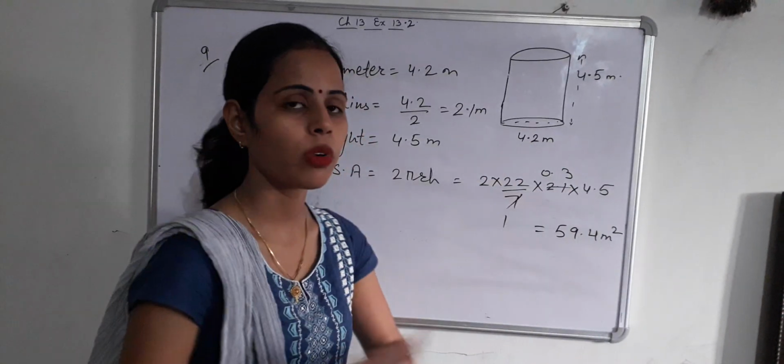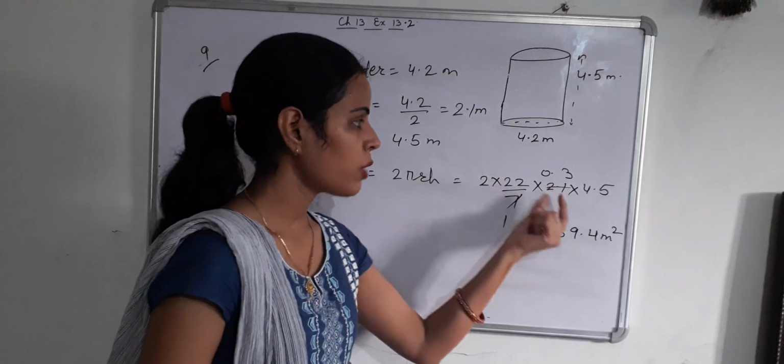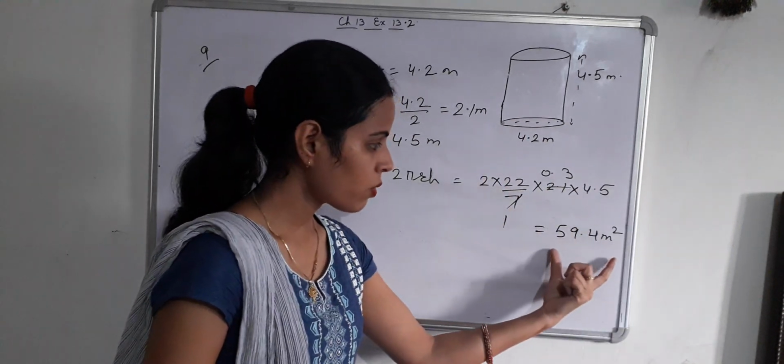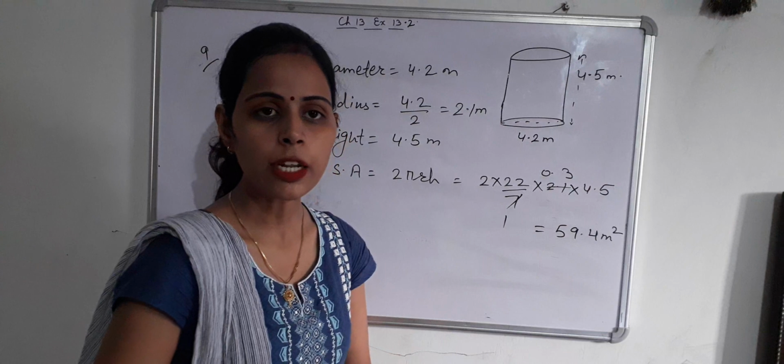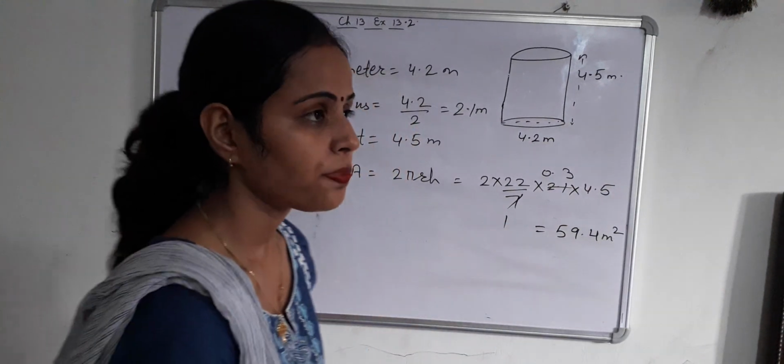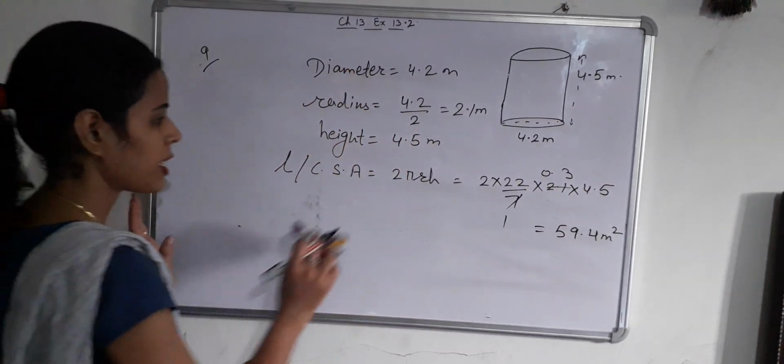I have already calculated these terms. You can do calculation itself. This will be equals to 59.4 meter square. After that, find its total surface area.